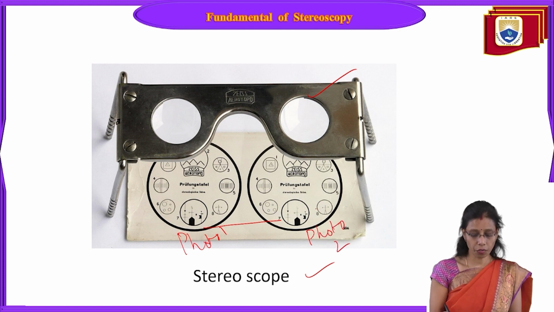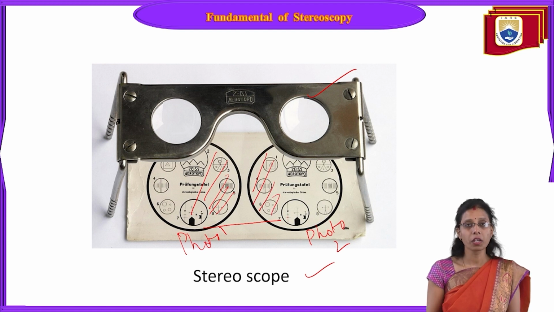So in these two photos, some portion of the area will overlap. This portion and this portion will be common. When we keep them on each other, this portion and this portion of the photo are common, and we try to see the 3D illusion. When you keep these two photos together, due to the stereo vision, this is a stereoscope, when we see with these two lenses, we are able to find the 3D vision in the image.